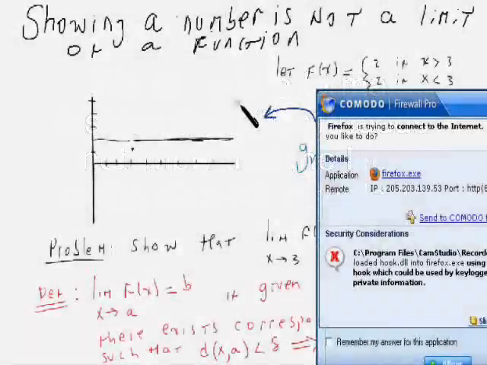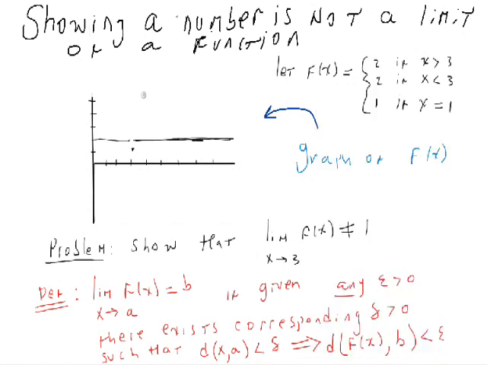All right, in this video, we want to show that a particular number is not a limit of a given function. So let us take as our function the function f of x, defined as follows. If x is greater than 3, then f of x is going to be equal to 2. If x is smaller than 3, then f of x is also going to be 2.